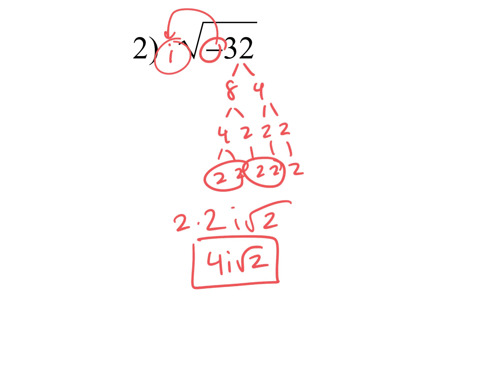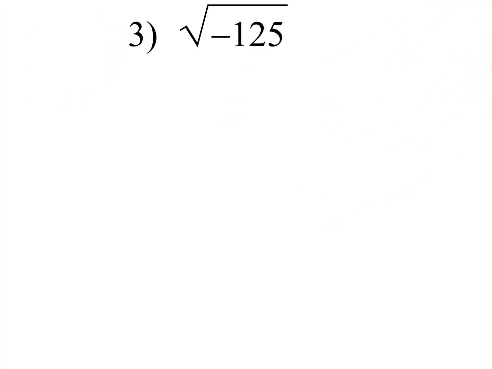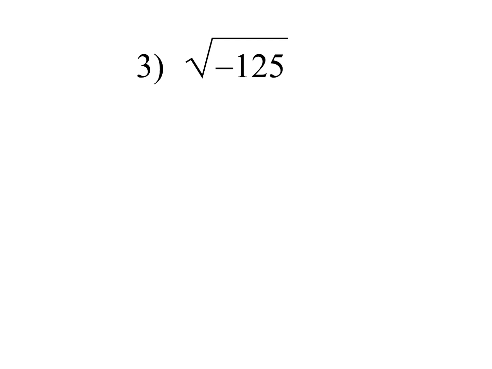Any questions here? All right, number 3. Lucas, what do I do first? Get rid of the negative. And what does it turn into? i. And then what are factors of 125? 25 and 5. And factors of 25? 5 and 5.